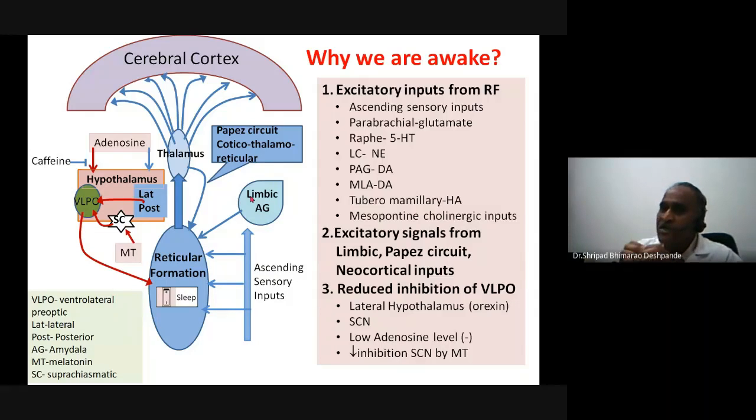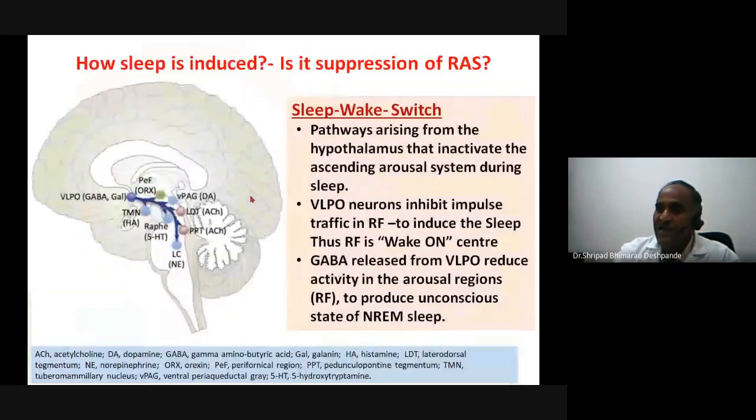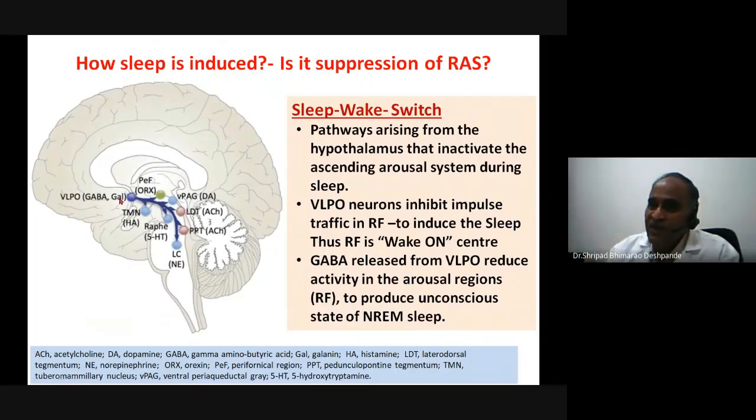Now if any one of these things takes the upper hand, then we may go into sleep. Now let us see how sleep is induced. That's the question. The VLPO increases the GABAergic activity on the reticular formation or these arousal areas, and that would decrease the cortical projection, and that is how it will produce sleep.